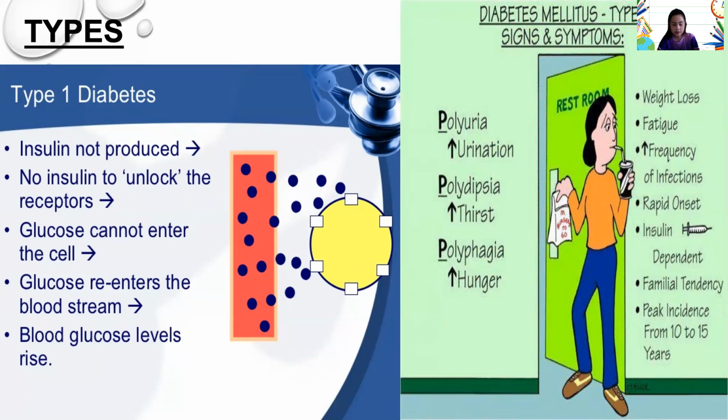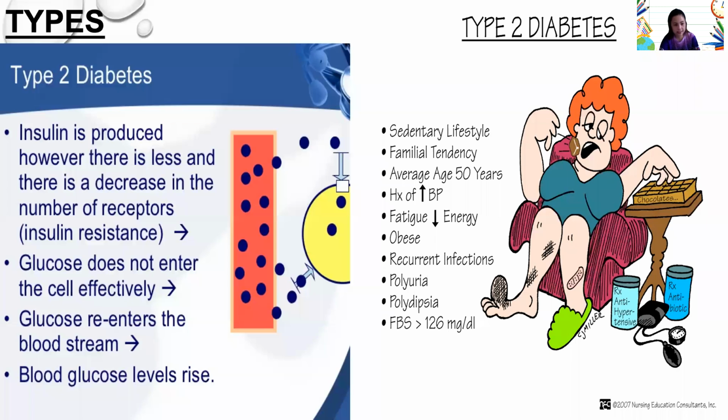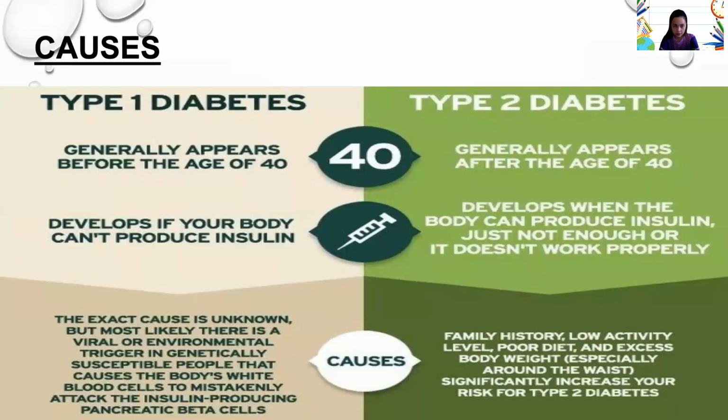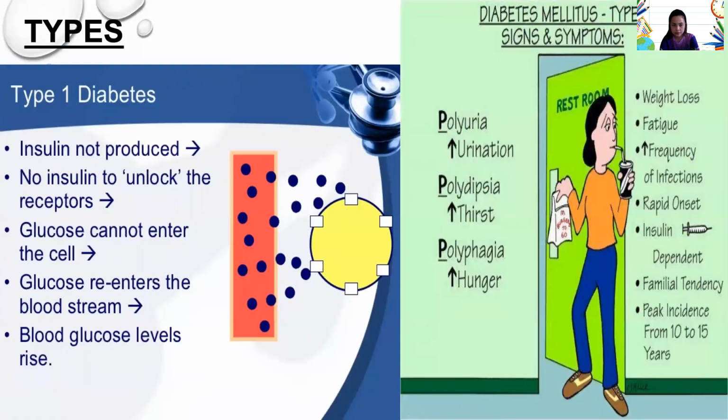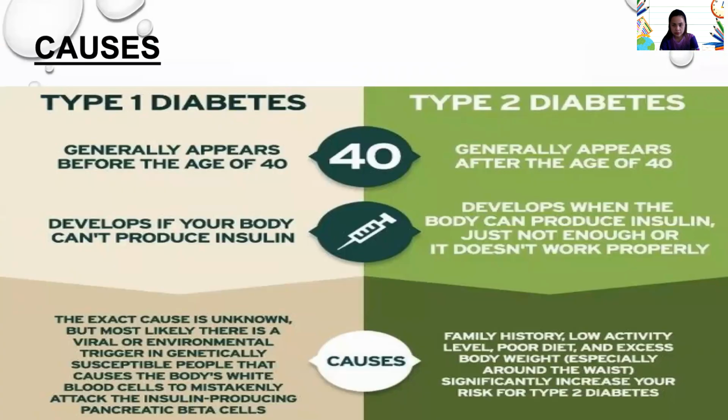Then, type 2 diabetes, meron siyang insulin pero insufficient siya para i-regulate yung mga sugar natin sa katawan. So, usually, ang diabetes mellitus type 2 ay nangyayari pag nasa age of 50s na tayo. It's because of your diet, it's because of your lifestyle. So, ito ang difference between the two diabetes.